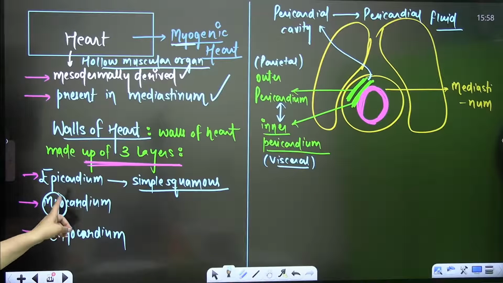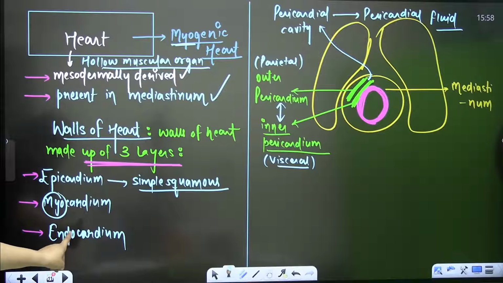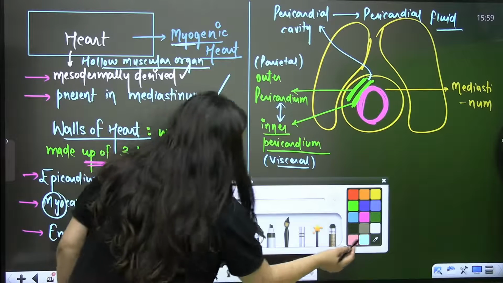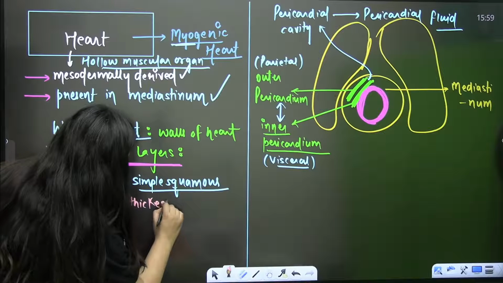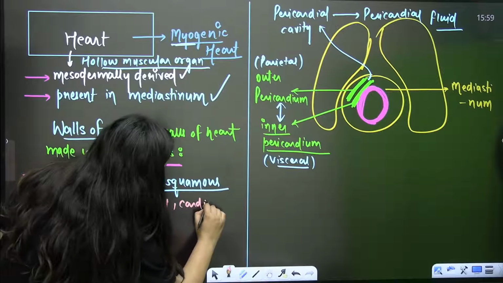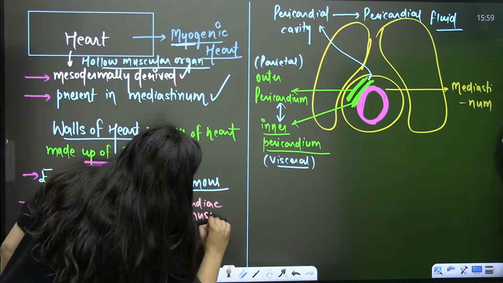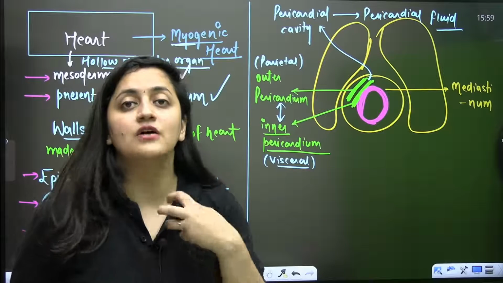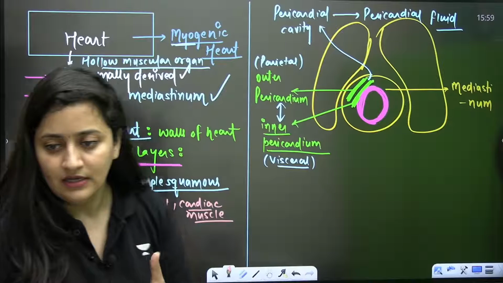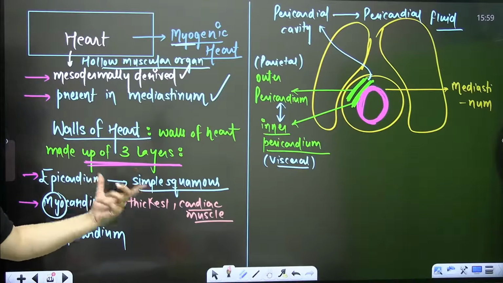Now here the word is myo. Myo means, can you just tell me? Myo means muscle. So obviously myocardium is the thickest layer. It is having those cardiac muscles which are involuntary. Do you remember that? So our heart is a hollow muscular organ.